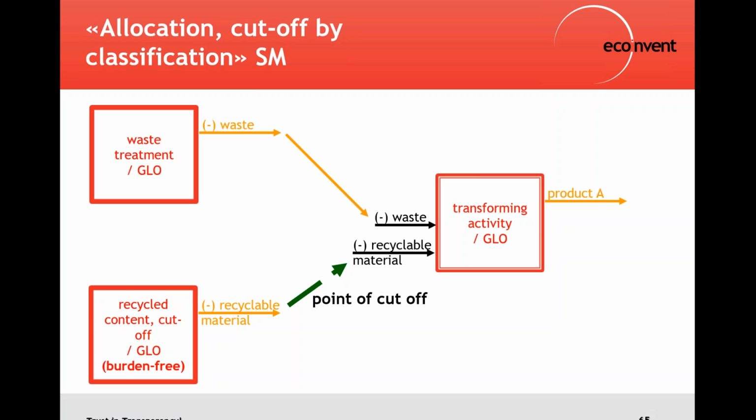And on the other side, the waste will be linked to the waste treatment supply chain. So waste will be fully burdened. So this transforming activity will bear the burdens of producing the waste, but will have the input of recyclable material burden-free. If any ordinary byproduct is produced in the waste treatment, it will be also burden-free. And so here is the point of cutoff in the case of the waste.